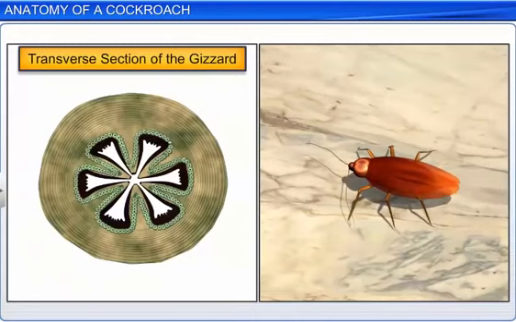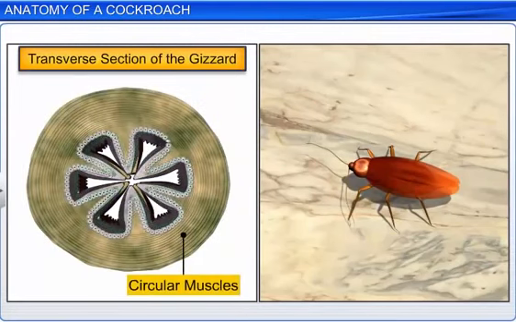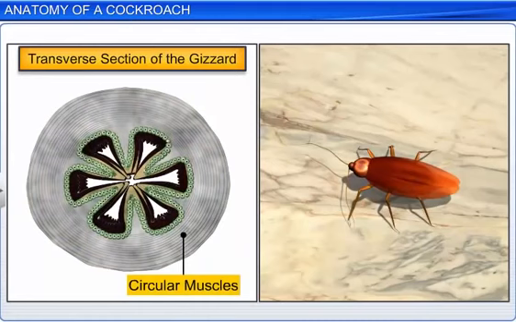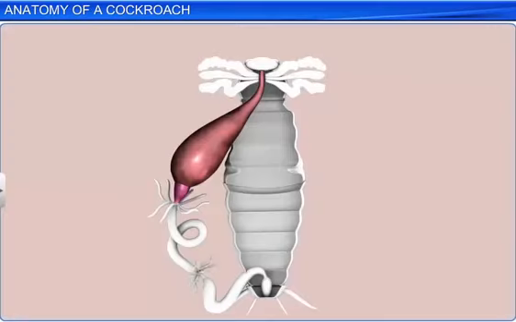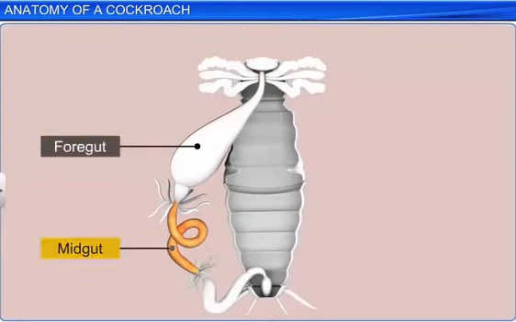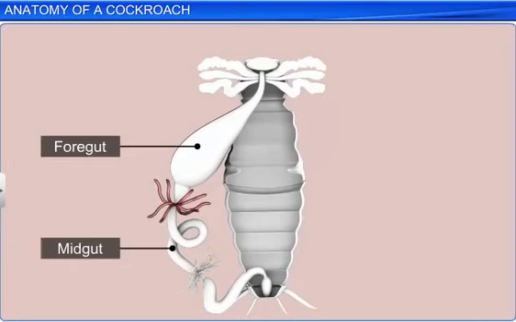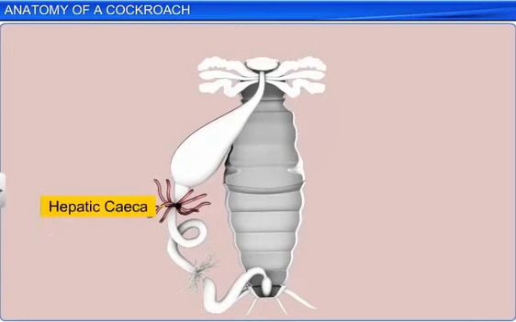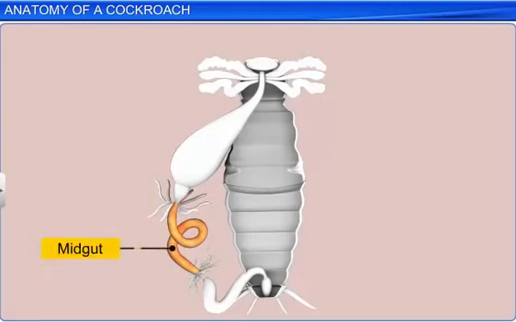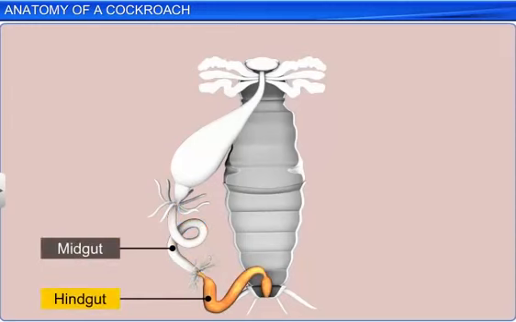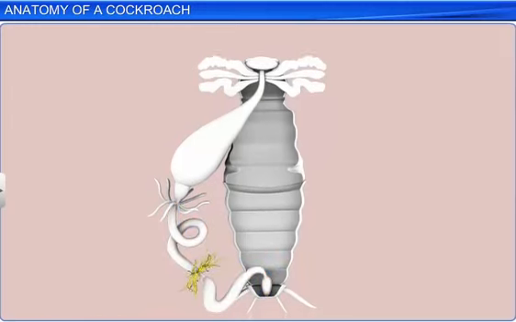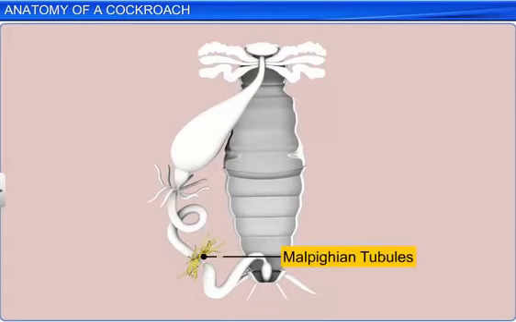The transverse section of the gizzard shows an outer thick layer of circular muscles and an inner thick layer of cuticle, which forms 6 chitinous teeth. At the junction of the foregut and midgut is a ring of 6 to 8 tubules called hepatic or gastric ceca, which secrete digestive juice. Similarly, at the junction of the midgut and hindgut is a ring of numerous filamentous yellow-colored Malpighian tubules which function as excretory organs.